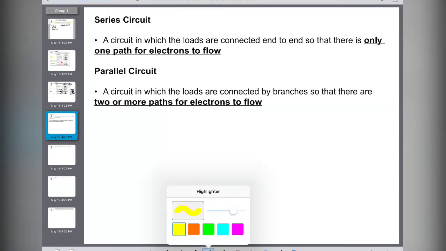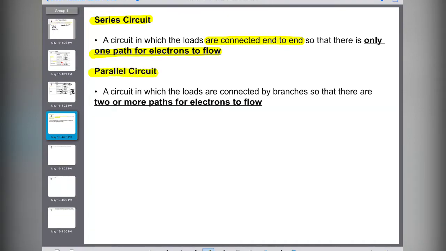All right, so we briefly mentioned this, but let's just write the definition down. A series circuit is when there's only one path for electrons to flow. They are connected end to end, so it's like one big complete loop, okay? On the other hand, a parallel circuit has its loads connected by branches so that there are two or more paths for electrons to flow.